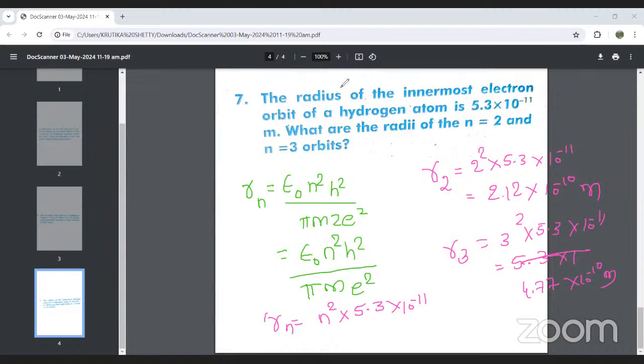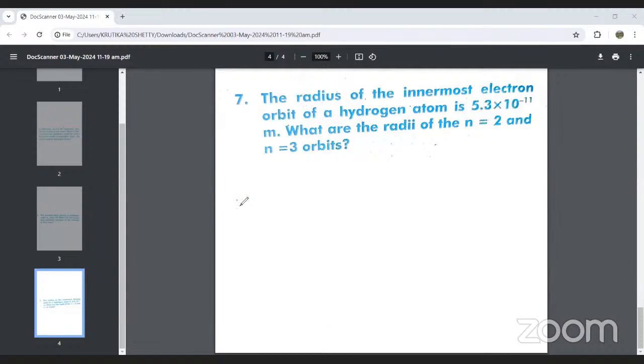Is it clear, everyone? One more question we will see. Let's copy down. We will go for one more last question. Hope everyone completed this. The next question is, so take down the question here.